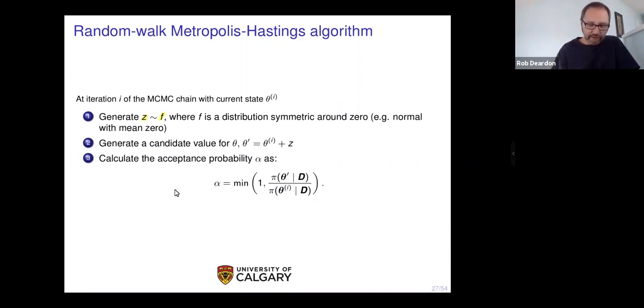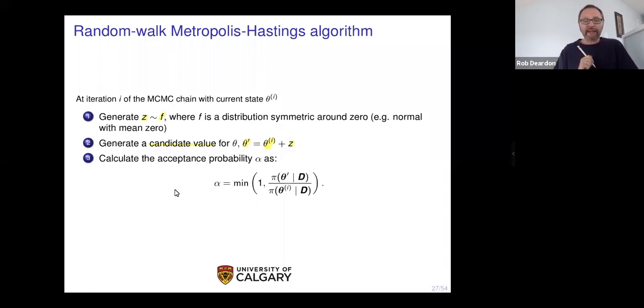And then what we do is we generate a candidate value for where we might move next in the chain. We're not definitely going to move there, but we might move there. I call that theta prime, and theta prime is just where I am currently in the chain, the current parameter values, plus that noise. So in one dimension, I'm going up a bit or I'm going down a bit, and whether I go up or down has equal probability. If I've chosen a normal, then I'm more likely to propose a small distance than a large distance away from where I currently am.